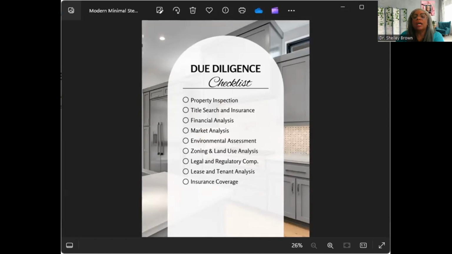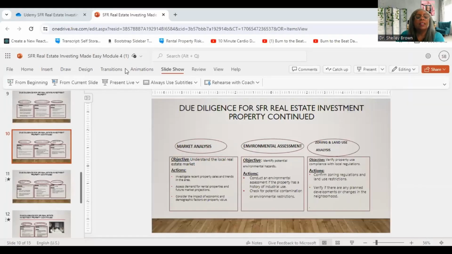So I'm going to stop sharing here. And then we are going to look at those three steps, the next three steps in the process. Make sure you have your pencil and paper ready. All right, so the next three steps that we're going to be looking at are market analysis, environmental assessment, zoning, and land use analysis.